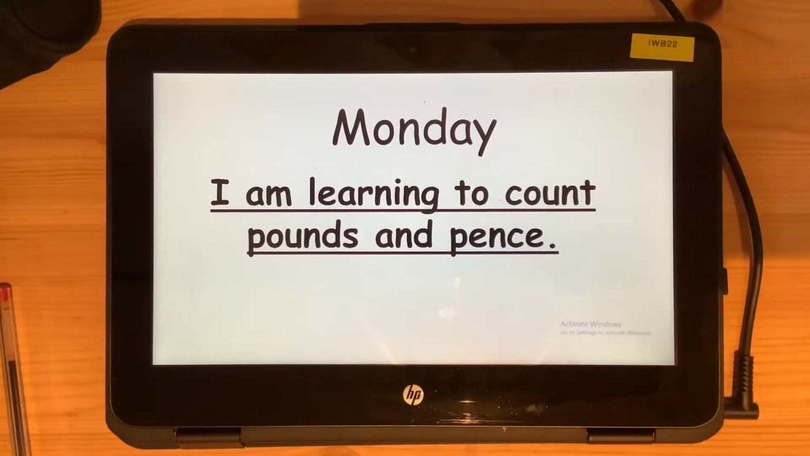Now this week we are moving on to a new topic and we are moving on to the unit for money. So today's lesson is going to be all about learning to count in pounds and pence.